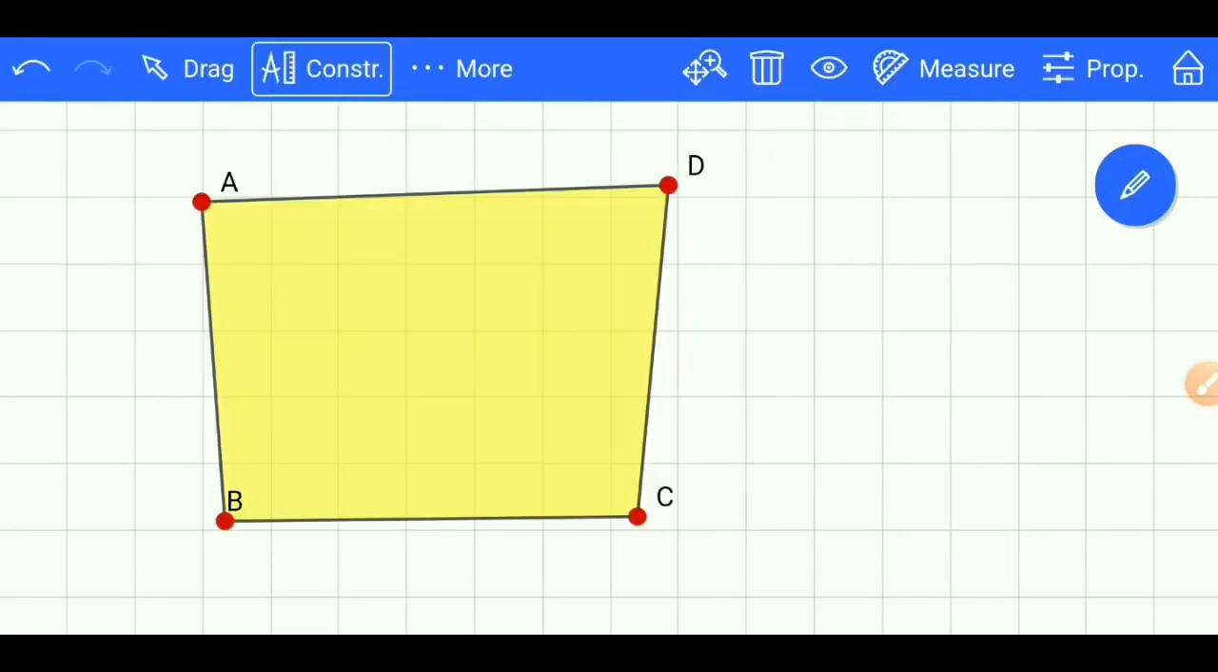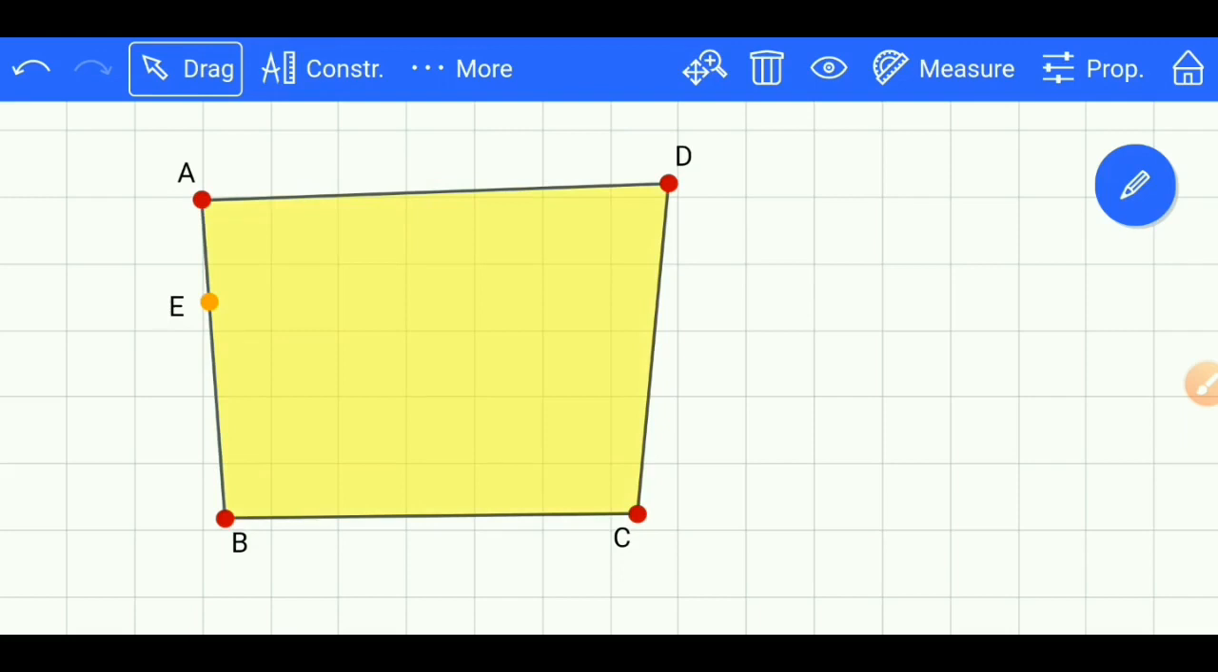ABCD is a quadrilateral. Now we take a point on it, point E. This point starts walking from A to B, then B to C, C to D, and D to A. Point E makes a complete round. So the measurement of sides AB plus BC plus CD plus DA will be the perimeter of quadrilateral ABCD.